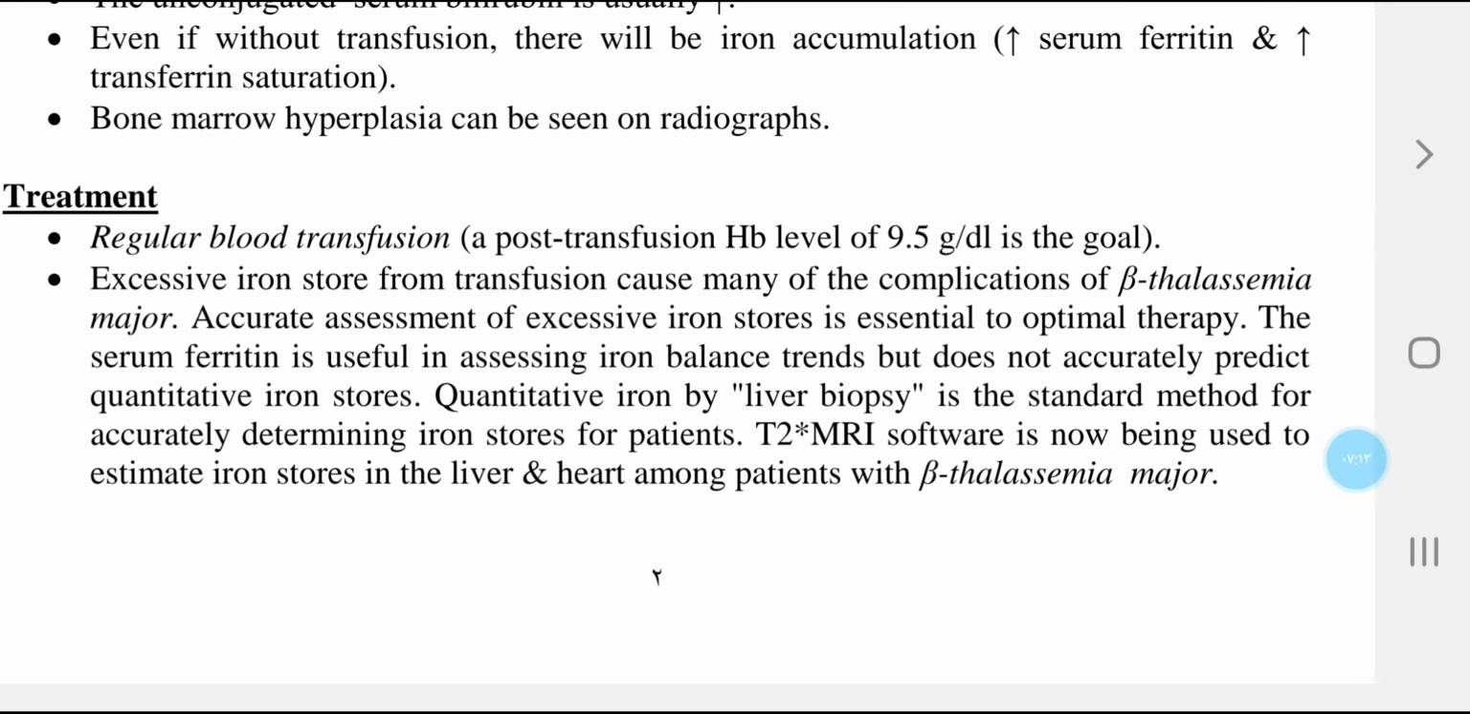Regular blood transfusion is the mainstay of treatment, with a post-transfusion hemoglobin level of 9.5 grams per deciliter as the goal of our treatment. Excessive iron store from transfusion can cause many of the complications of beta thalassemia major. Accurate assessment of excessive iron store is essential to optimal therapy. The serum ferritin is useful in assessing iron balance trends, but does not accurately predict quantitative iron stores.